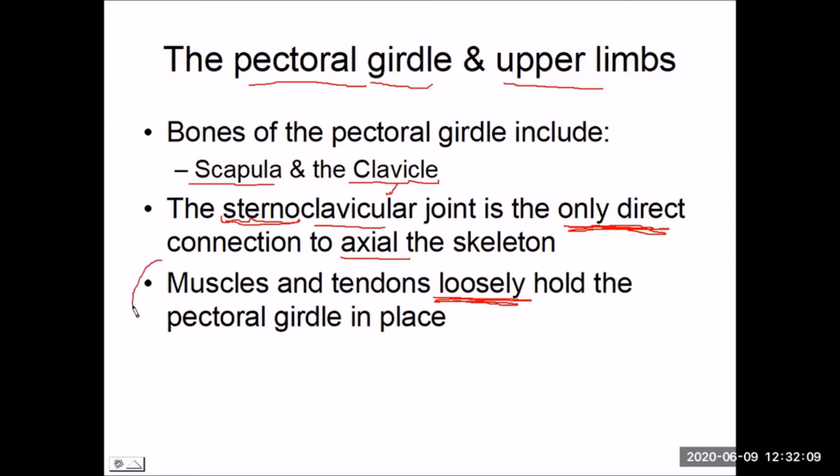So for the scapula especially, the scapula is held in place by a number of muscles and their tendons, collectively known as a rotator cuff. And the scapula is extremely flexible. However, it's at the benefit of now sacrificing strength.